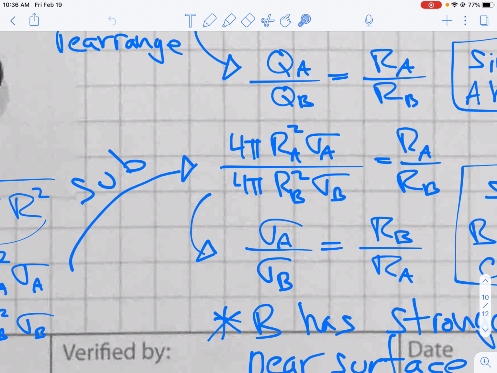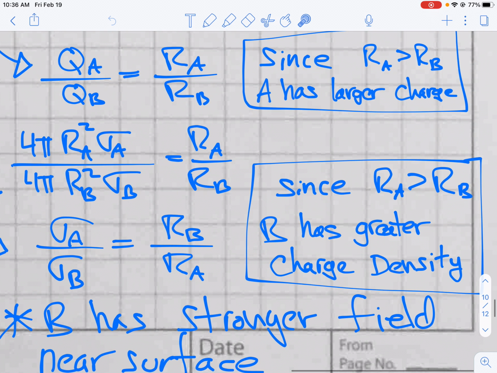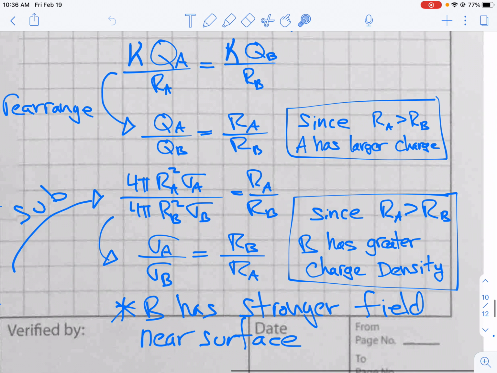Now, although sphere A had a greater charge on it, it turns out that sphere B actually has the greater charge density. How do I know that? Because RA is bigger than RB. Sphere A is bigger, so the radius of A is bigger than B. Bottom of the fraction is bigger than the top, means bottom of the fraction on the left has to be bigger than the top. So sigma B has to be bigger than sigma A. Greater charge density. And sphere B is going to have a stronger field near the surface.